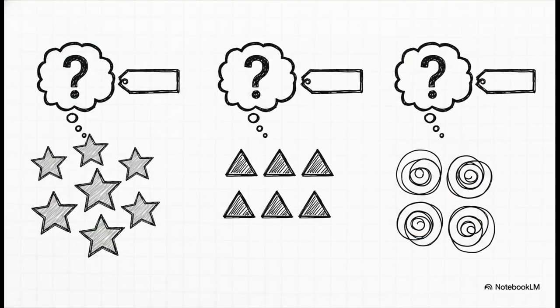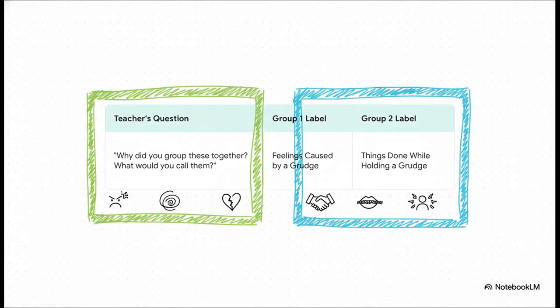This next moment is absolutely critical. It's where students have to articulate the why behind their groupings. They actually have to name the pattern they've identified. By creating labels like feelings caused by a grudge, students are forced to define the criteria for their own categories. This is such a powerful step because it makes their thinking explicit and visible to everybody in the room.